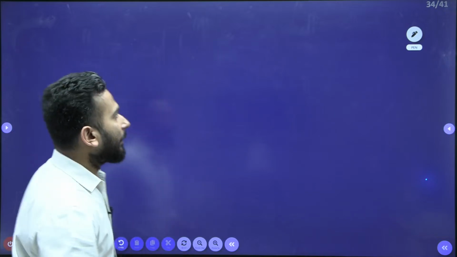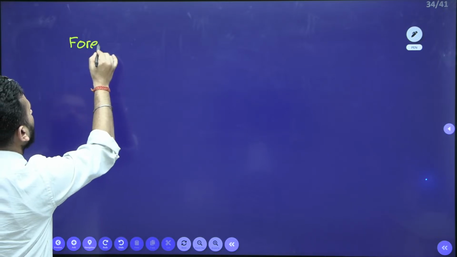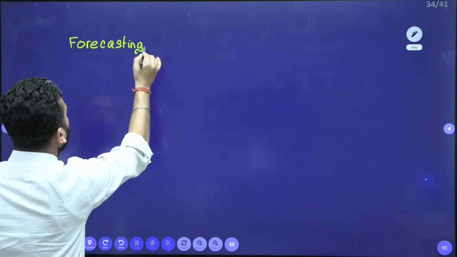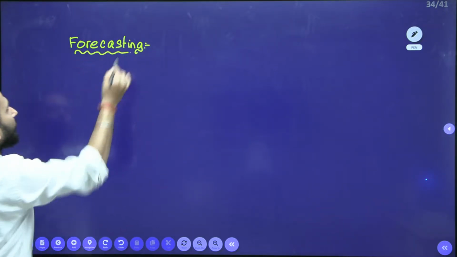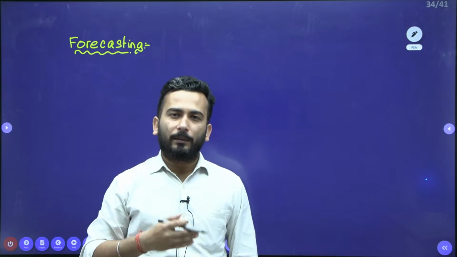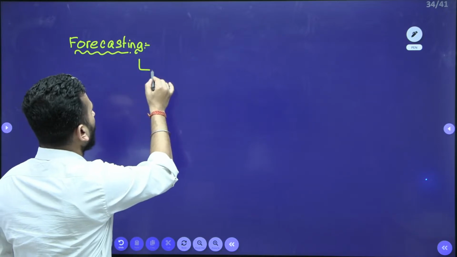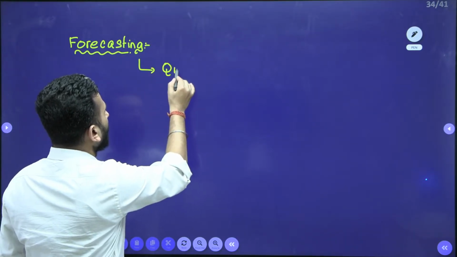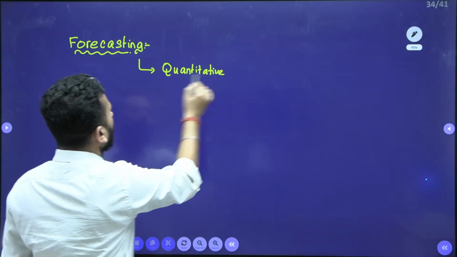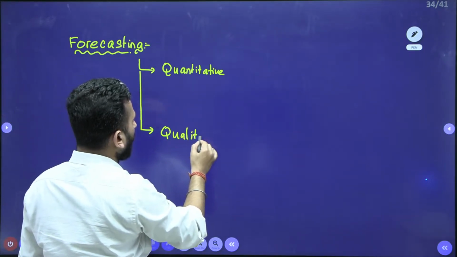So, moving on to our next chapter, the next chapter is forecasting, my dear friends. In forecasting there are 2 types of method in which we can forecast. What are the 2 types of method? One is quantitative methods and another is qualitative methods.